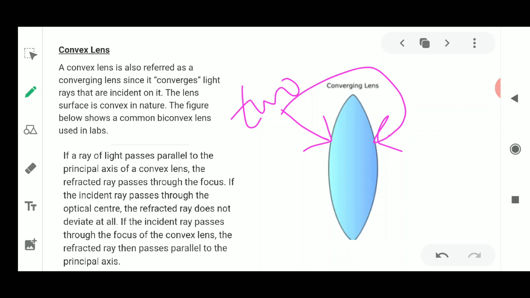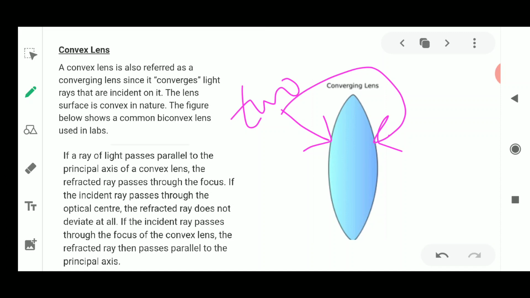Now both the sides are convex, both of them are curved outwards. So these are bulged outwards, that is why it is known as the biconvex lens. Why is this biconvex? Now I think it is very clear to everybody that there are two refracting surfaces which are convex in nature.